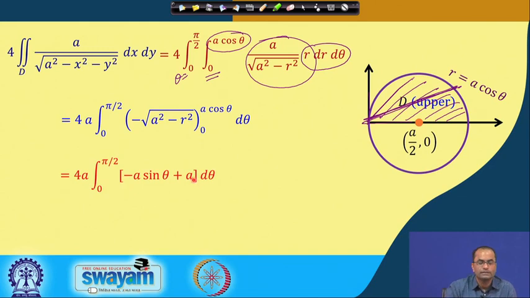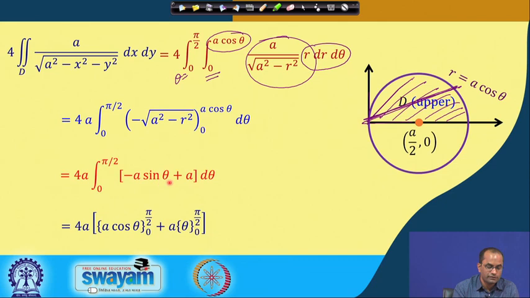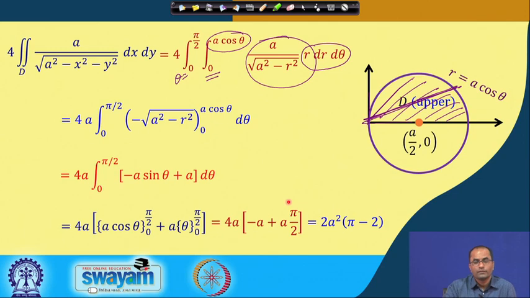So, this is minus a sin theta plus a, and then we will integrate with respect to theta. This sin theta will give cos theta and a theta, with limits 0 to pi by 2, and once we compute this we will get 2 a square times (pi minus 2).